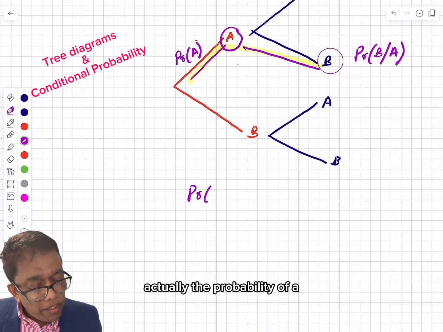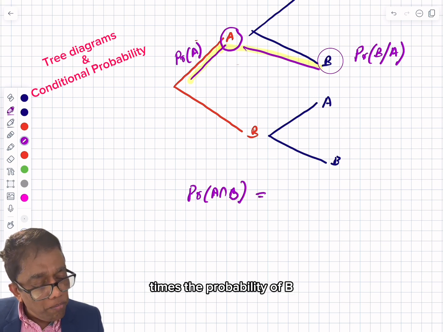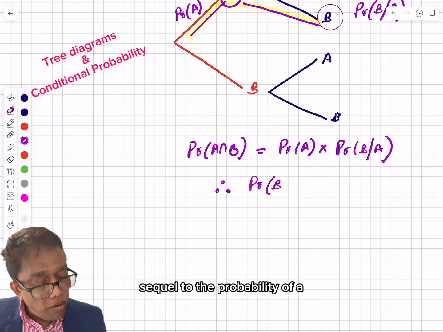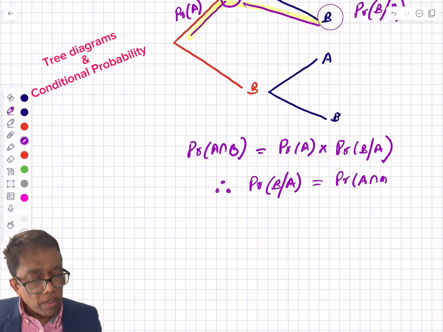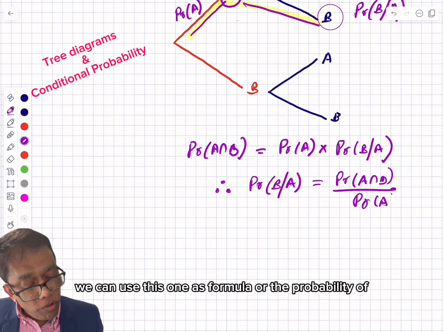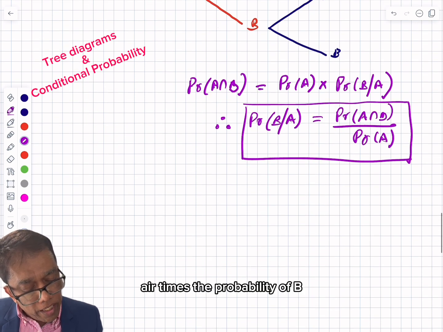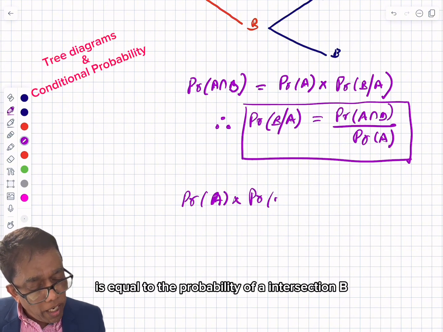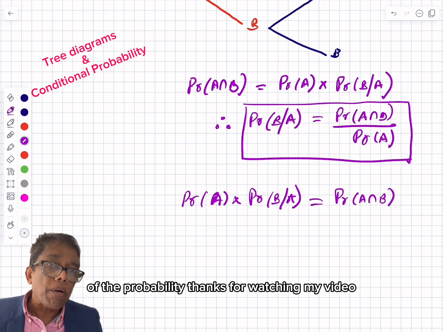Actually, the probability of A and B is equal to the probability of A times the probability of B given A. We can write this as the probability of B given A is equal to the probability of A intersection B over the probability of A. We can use this as a formula, or the probability of A times the probability of B given A is equal to the probability of A intersection B. This is called the multiplication rule of probability.